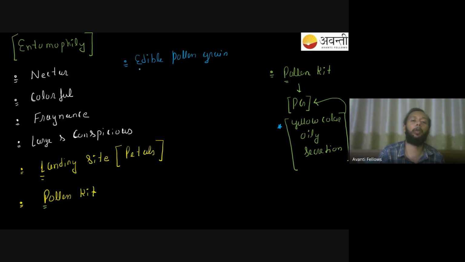If they have been eaten, that's completely fine. So they make the edible pollen grain so that the insect can come over there, right? So that is something you have to know. These are the few things you have to remember over here. The nectar formation, colorful flowers, fragrance can be seen. Large and conspicuous flowers are seen over here. Landing site is observed in some flowers. Pollen kit formation can be observed, and edible pollen grain are being produced, right?